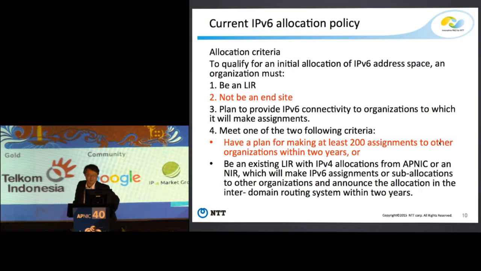So for the allocation, for an organization to get the IP address, it should not be inside, and there are also some criteria, such as the number of assignment criteria, and so on. Maybe this becomes a problem if some organization gets an IPv6 address with this allocation policy.